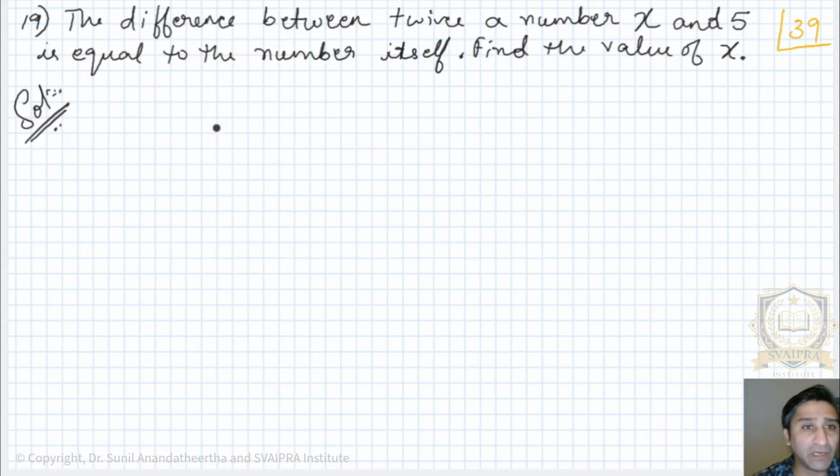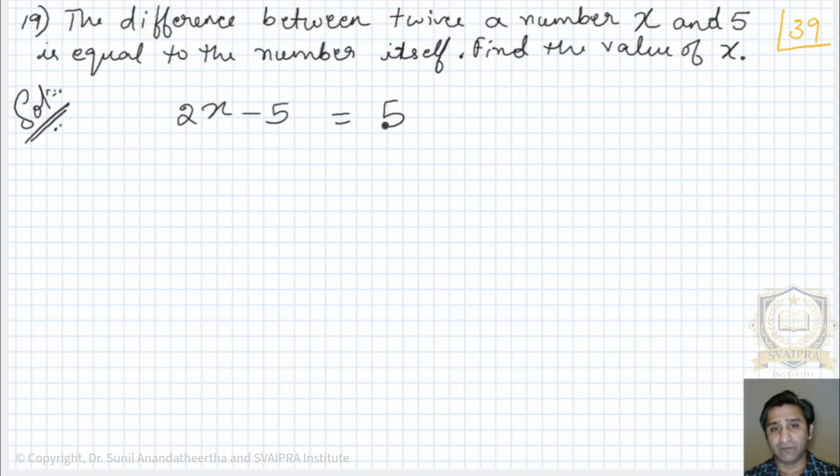What we have here: the difference between twice a number x and 5 is equal to the number itself. So what we do is let x be that number. 2 times that number is twice the number x, and the difference between 2 times that number and 5 is equal to the number itself. Simple problem, isn't it? 2x will be equal to 10, x will be equal to 5, so that's the answer.